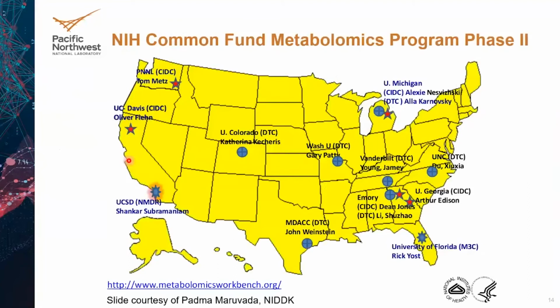We're one of 5 compound identification development cores that are funded under the Phase 2 Common Fund Metabolomics Program. You can see us here in Southeast Washington State. The stars indicate the other CIDCs in this program, and the plus signs indicate some data and software development centers. And you might recognize other entities that have been existing in the metabolomics program for quite a while, such as the Metabolomics Workbench at UCSD and Shankar's lab.